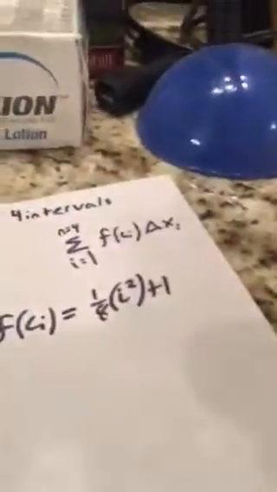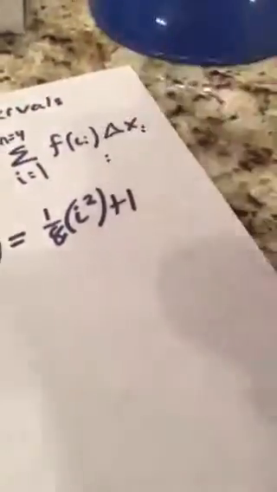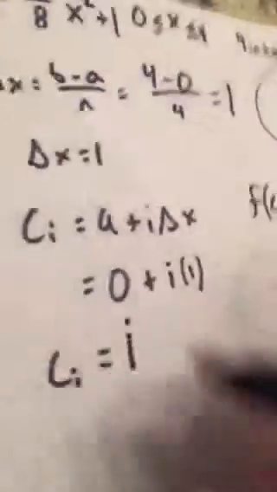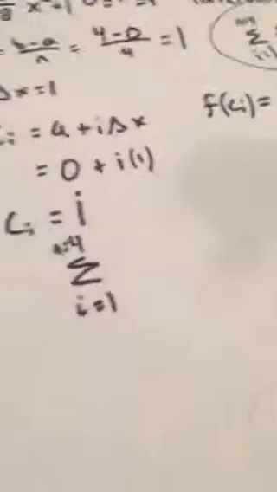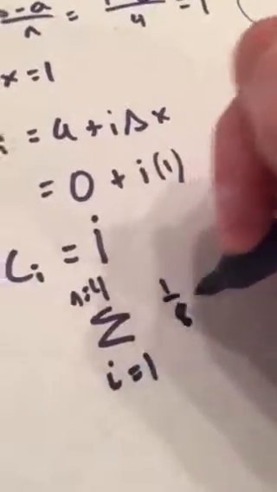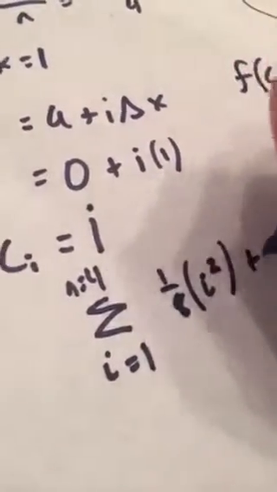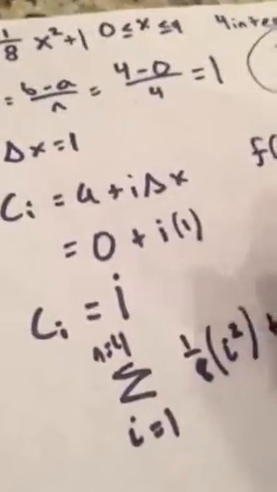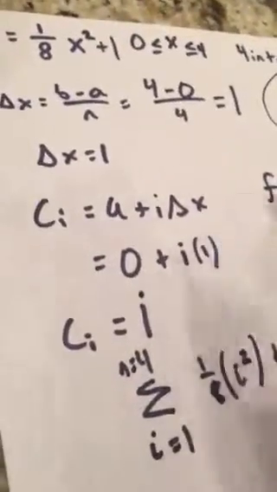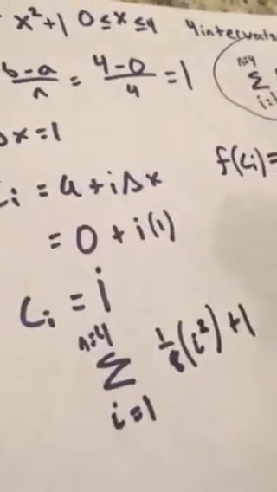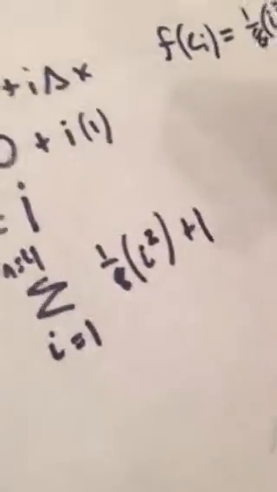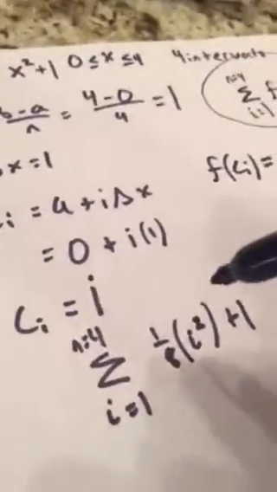So now we are ready to place it into this formula right here. So we have the sum i equals 1 to 4, n equals 4, of 1/8 i squared plus 1, and then times delta x sub i, which is 1, so it's gone. So we just have this formula.